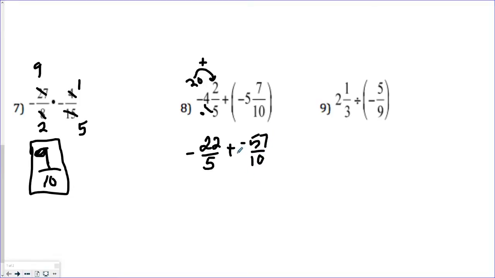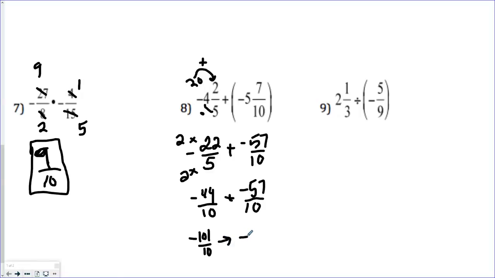Now, before I add these, I need to get a common denominator, right? So between 5 and 10, the LCD would be 10. So I'm going to take this fraction and times it by 2 on top and bottom, because that will make it negative 44/10 plus negative 57/10. Makes it a little bit easier for me to add now because the denominators are the same. So if I add these two together, again, I'm going to add the top numbers because they're both negative. So if I have a negative plus another negative, I just add like normal and keep the negative. So negative 101 over 10. For me, this would be a perfectly fine answer. If you want to change it back to a mixed number, it'd be negative 10 and 1/10. Both these would work for me.